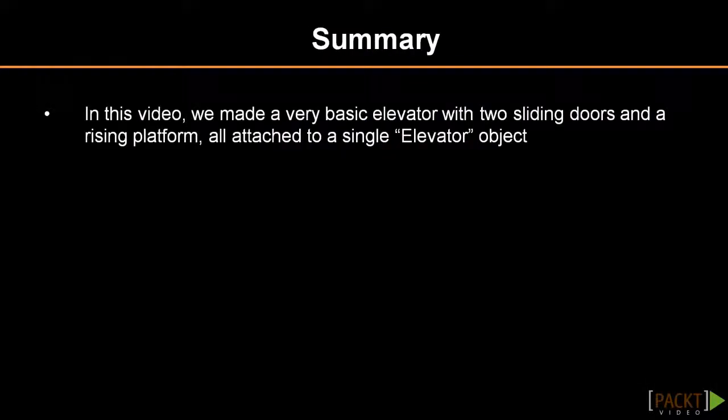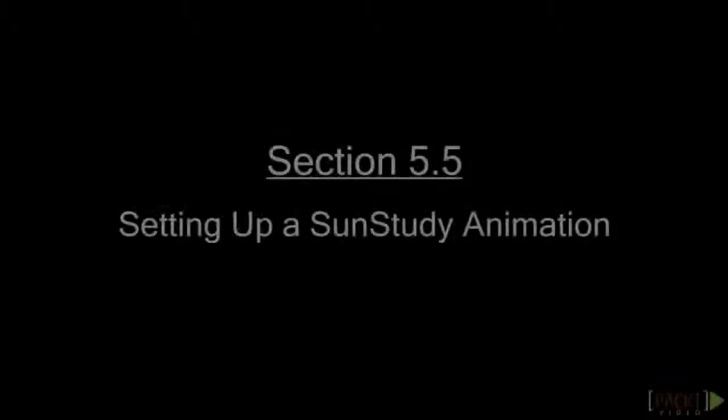In this video lesson we made a very basic elevator with 2 sliding doors and a rising platform, all attached to a single elevator object. The Animation tab gave us precise control over timing and interpolation type. In the next video, we will finish our animation introduction by creating a sun or shadow study. This is the fifth and last video of section 5 on animation.